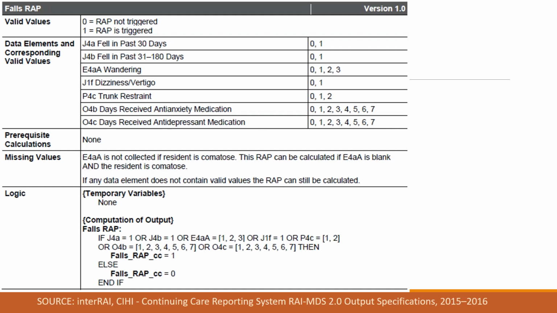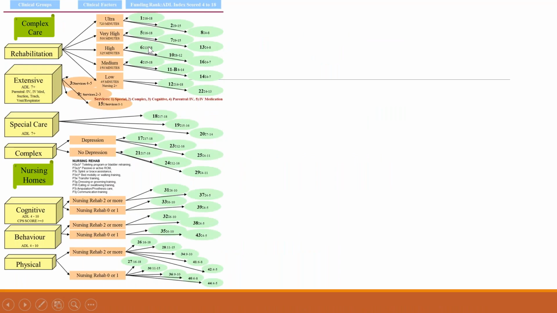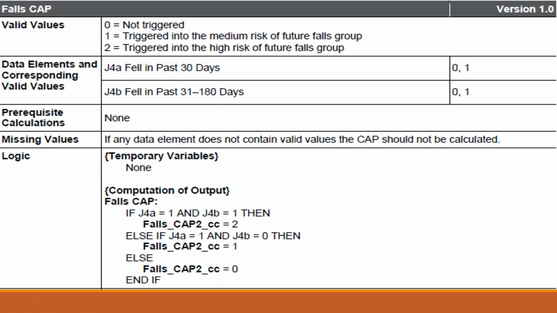Now this is the risk indicator. And you can see in order to calculate the RAPS, the risk for this item, it's just either triggered or not triggered. So it's just 0 or 1, not triggered or triggered, is what the outcome is. The items that are going to be involved in the risk calculation have to do with falls in 30 days. Sorry, let me go back. Falls in 30 days.